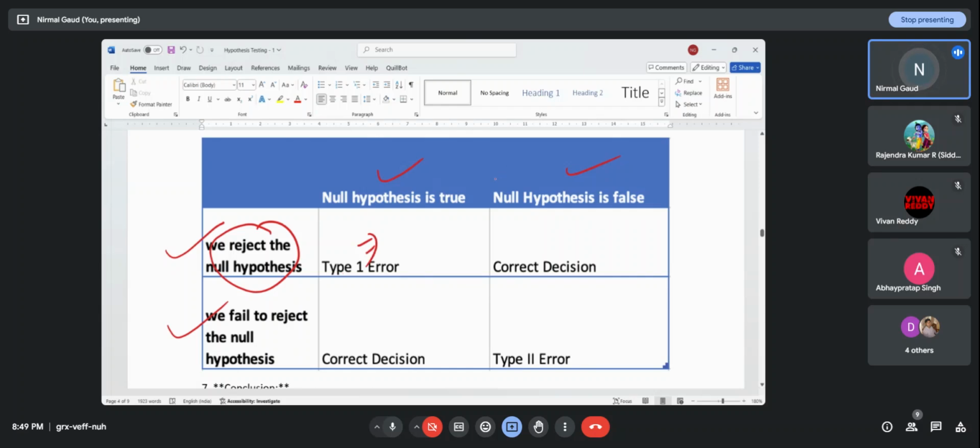Okay, we rejected the null hypothesis even though it is true. This is type 1 error. And we reject the null hypothesis when it is false. This is a correct decision. No worries.